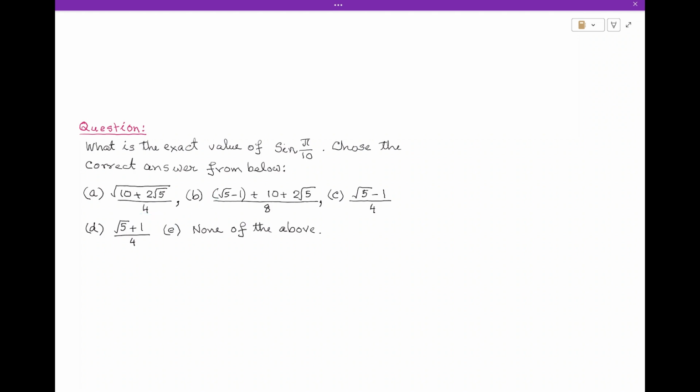Option B is square root of 5 minus 1 plus 10 plus square root of 5, divided by 8. Option C is square root of 5 minus 1, whole divided by 4. And option D is square root of 5 plus 1, whole divided by 4. Finally, option E is none of the above.